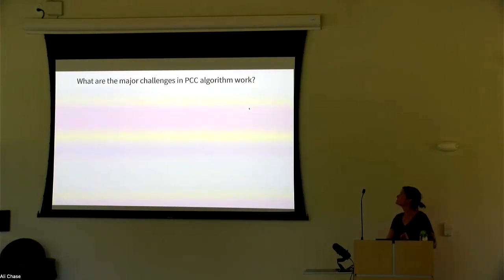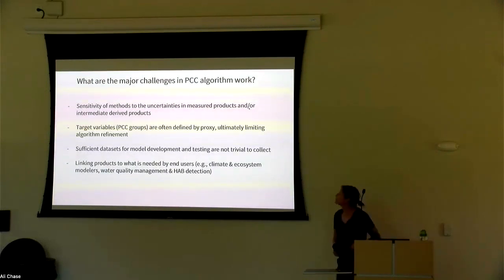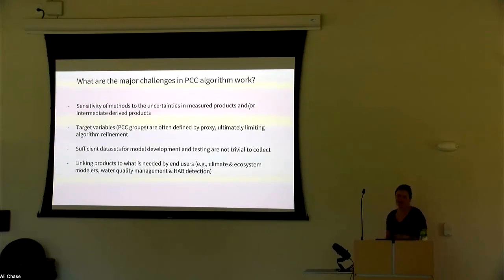Major challenges. Oh, but they're going to go one at a time. Here they are. So as I mentioned earlier, the sensitivity of the methods to uncertainties. And then, as I mentioned earlier, the fact that the groups that we're after are often defined by proxy. So for example, phytoplankton pigments used to define PCC creates a ceiling on how accurate the PCC algorithm can be if you're really after the biomass of a group.